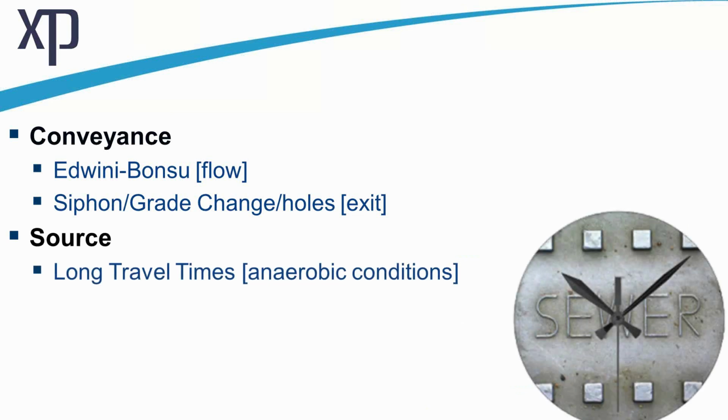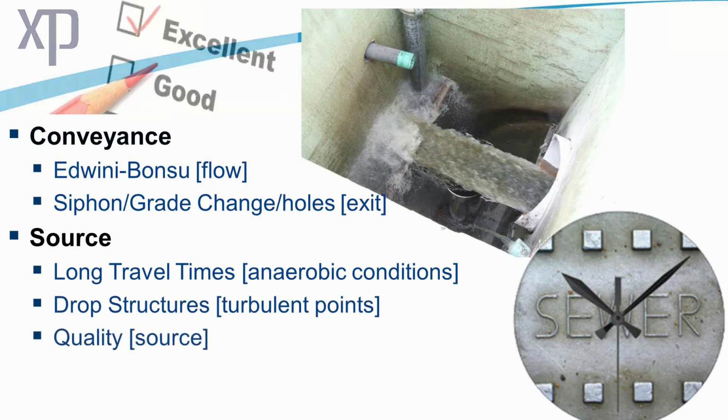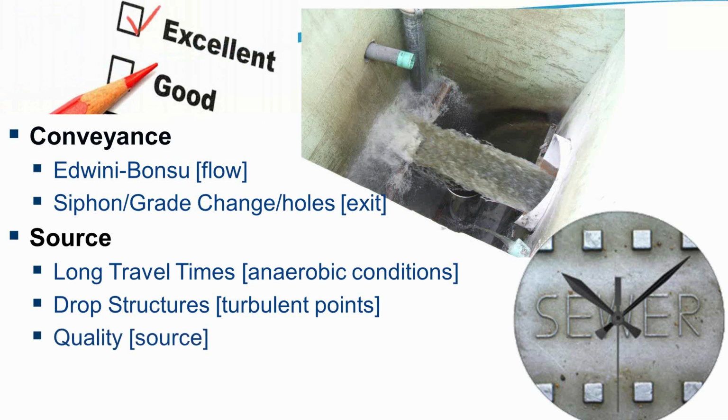Those two things will give you a conveyance method. And then you're going to have a source, and the source can happen from a number of different ways, but a long travel time is really good at generating anaerobic conditions, which is something that hydrogen sulfide likes. You can strip that out and get it out quite efficiently with turbulent points, whether that's a major grade change or a drop structure, something like this. And then, of course, the quality itself, which is something that you can model, or you can just do some sampling to determine the quality.